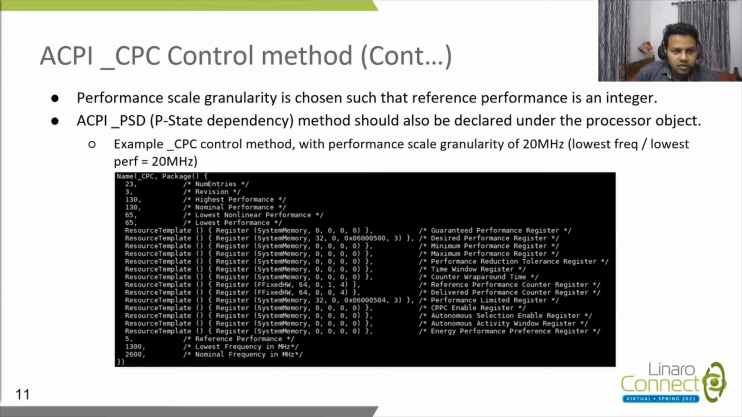It is not recommended to choose the granularity as 30 megahertz, because in a 100 megahertz system with a granularity of 30 megahertz, the reference performance will be 3.33, which is a floating point, which is not recommended. So care should be taken in fixing the reference performance or choosing the performance scale granularity.